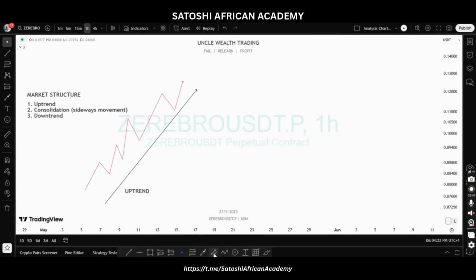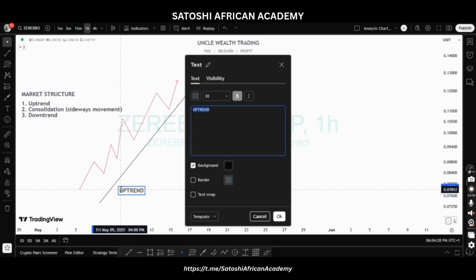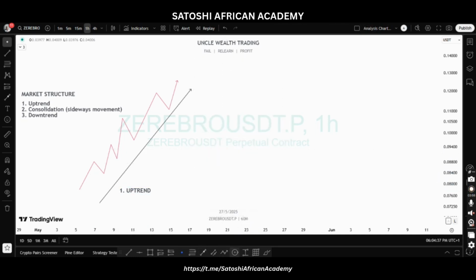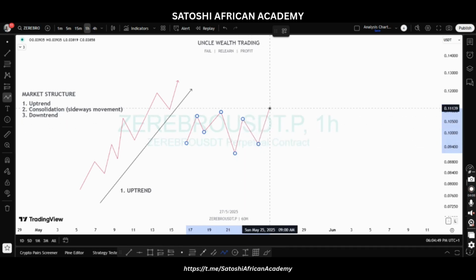Now, for the consolidation pattern of movement. For a consolidation or sideways movement, we're going to see the market do this. The market will do this. Basically, we can say the market is ranging.